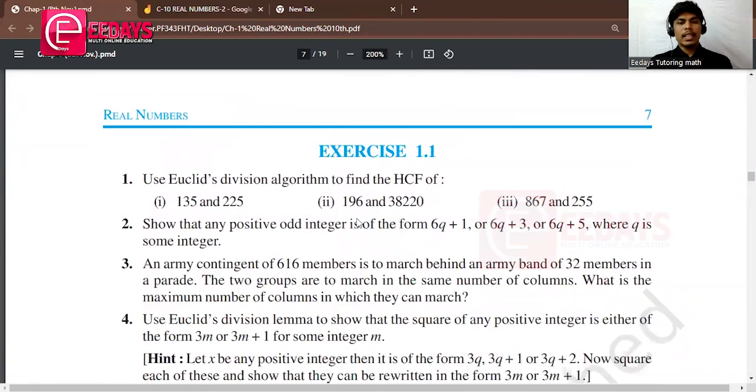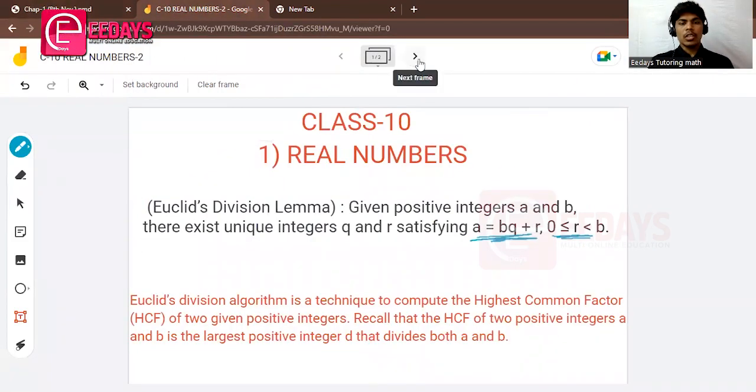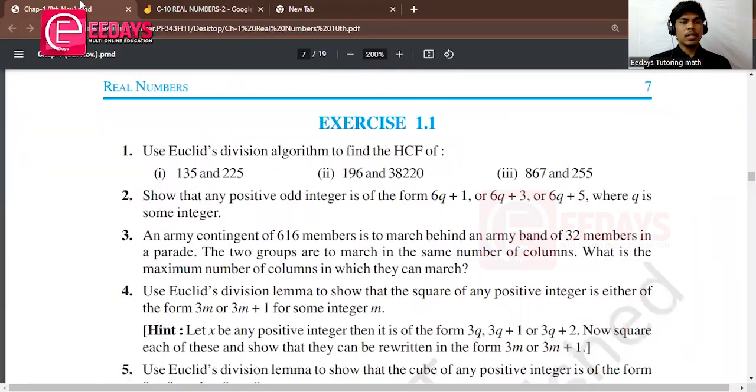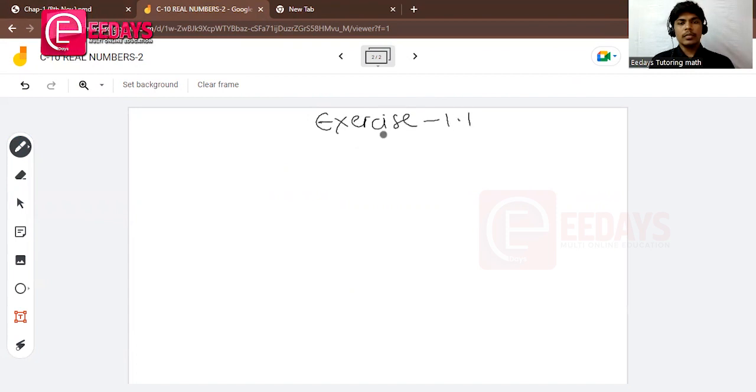Let's start our exercise 1.1. In exercise 1.1, we completed the first sum, I think. Let's also start the third sum here. How to solve the third sum by using HCF? What are the steps involved? So in exercise 1.1, we'll solve the third question.